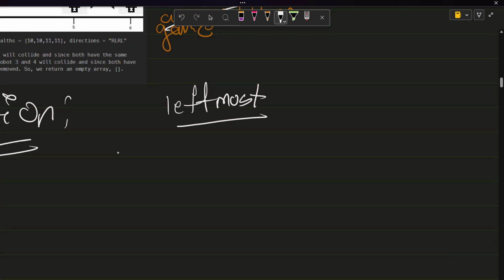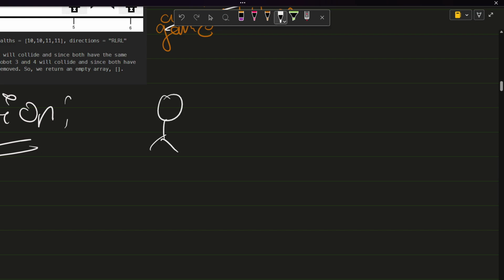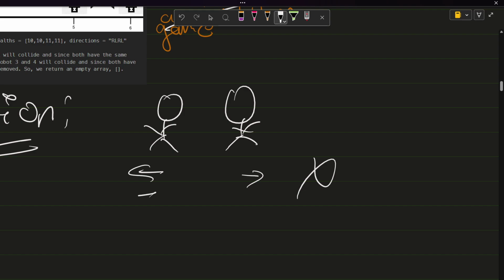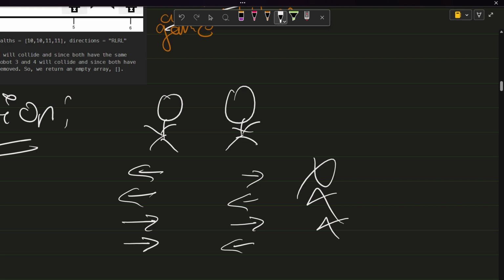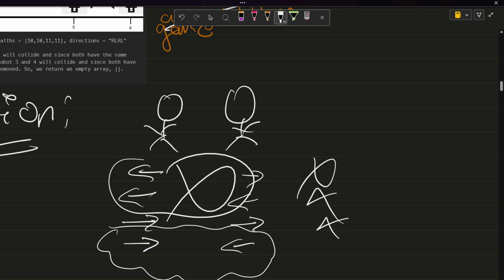And see, before this, there are only 4 possibilities, and only one possibility when robots will collide. See, these are two robots. One is going on the left side, this is going on the right side, no collision will occur. This is going on the left side, this is also going on the left side, no collision. This is going on the right side, this is also going on the right side, no collision. This is going on the right side, this is going on the left side. This is the case only when collision is going to occur. In the rest of these 3 cases, no worries, no collision is going to occur.